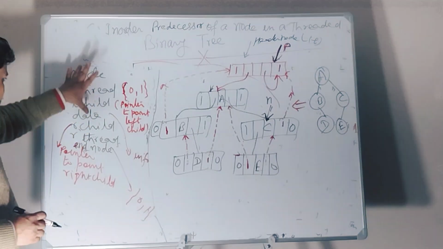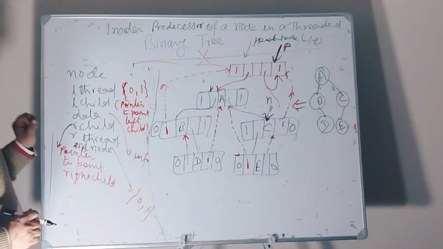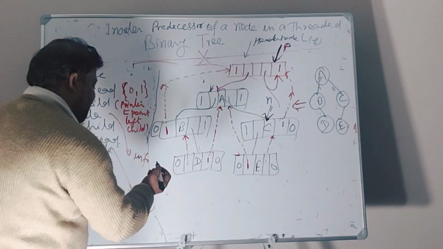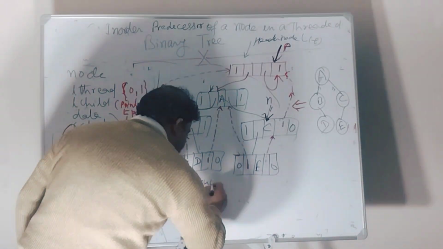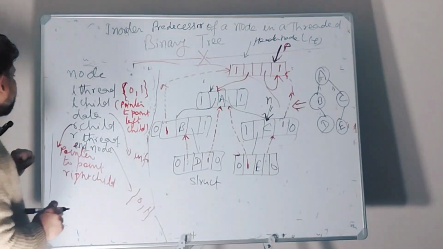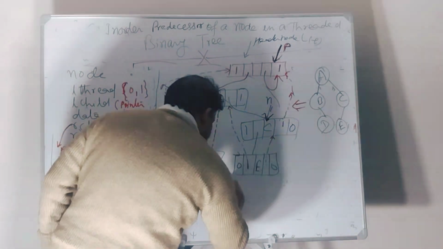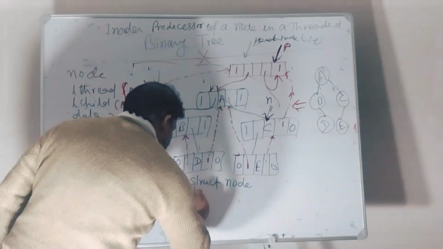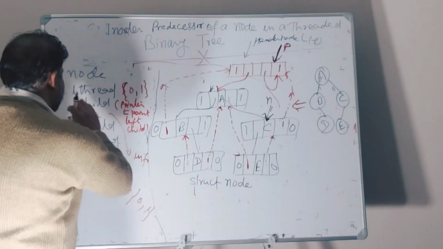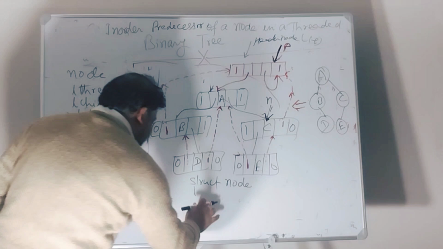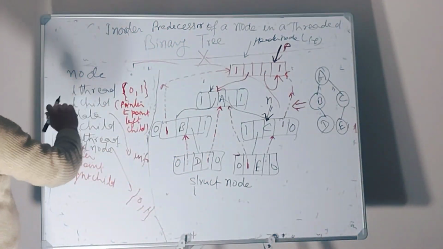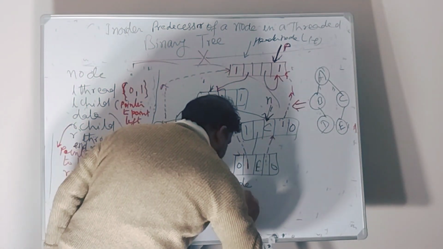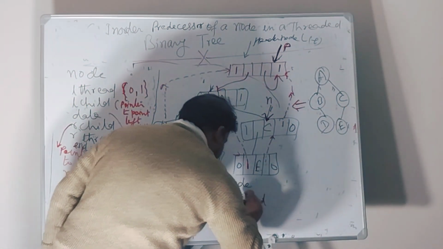Now for this node information, I'm going to write a structure in the C language. We know the keyword required is struct. So I'm creating a struct node, which is the name of the structure. Then for L thread, because this information is 0 or 1, I'll write int L thread.